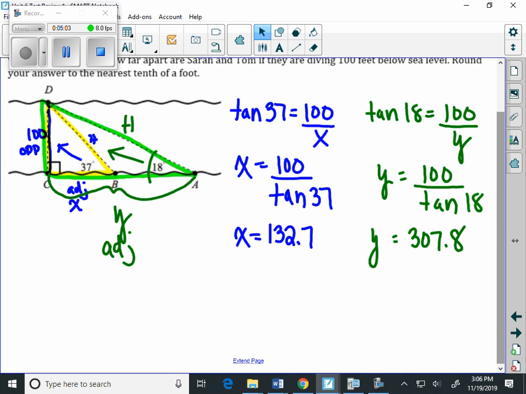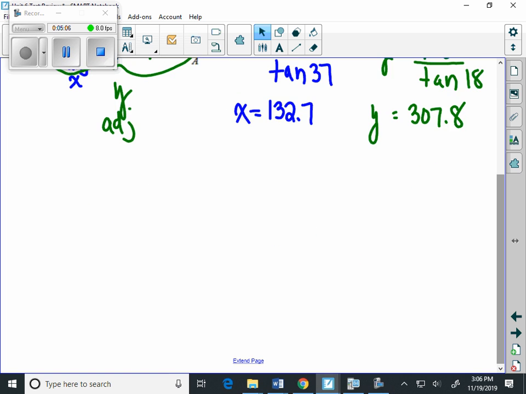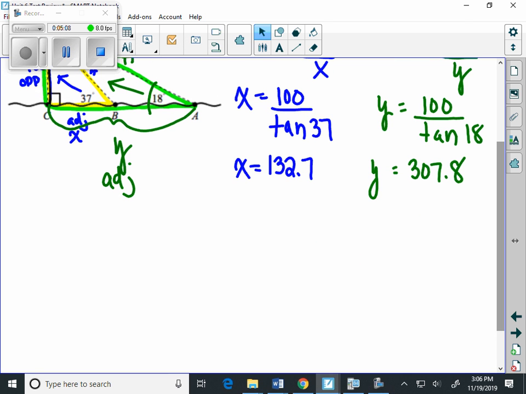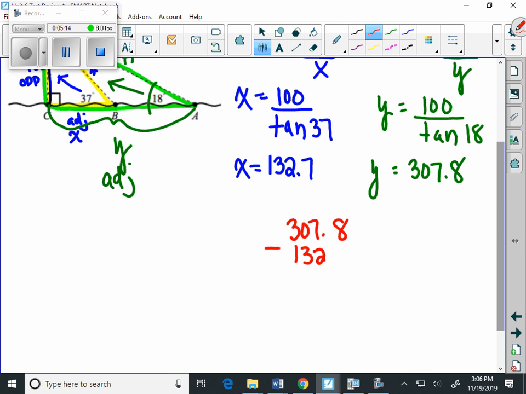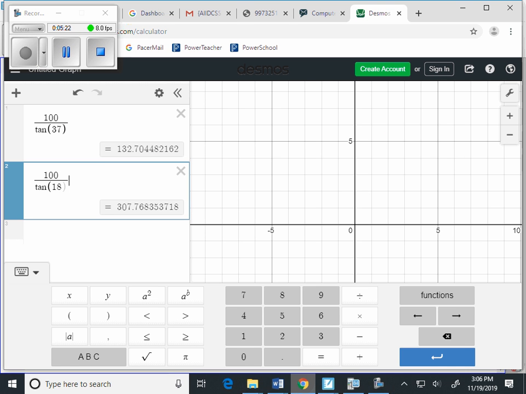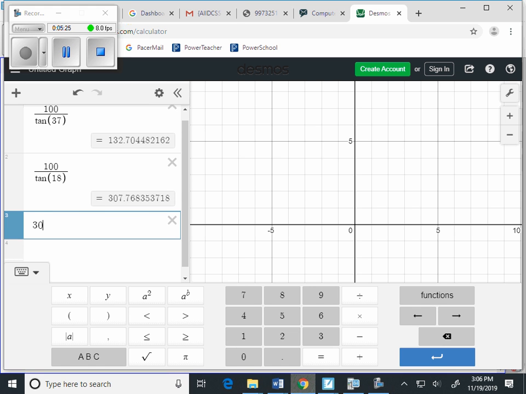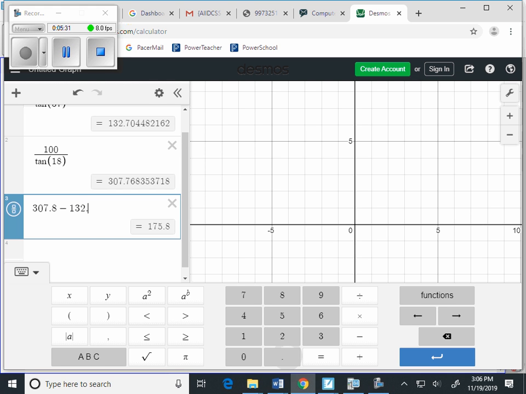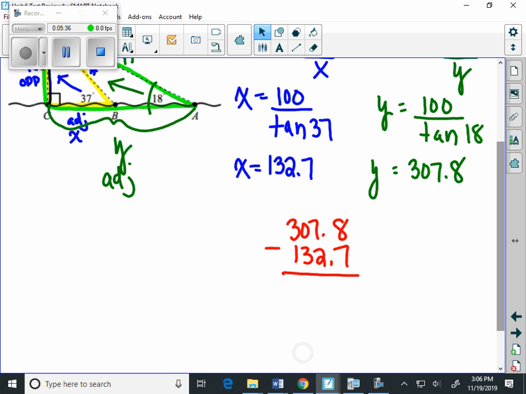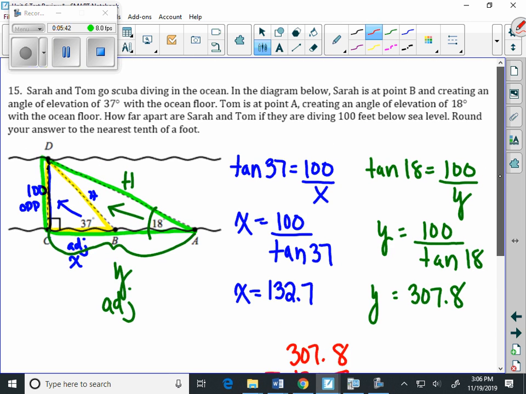So now we know the whole big long distance is 307.8. We know the distance between C and B is 132.7. When we finish this problem, we're going to take the 307.8 and subtract 132.7. When we come over here, 307.8 minus 132.7 gives us 175.1. And our units are feet.